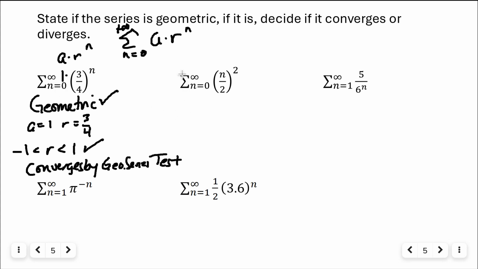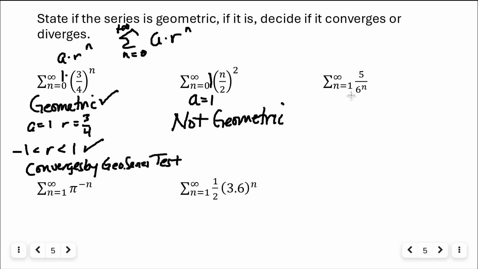Okay, next series. We have the sum from n equals 0 to infinity of (n over 2) squared. Now, here's the thing. a and r must both be numeric values. So in this case, a is 1, but r is not a numeric value. r is n over 2. It's not 1/2. It's not 3/2. It's n over 2, and n is going to change depending on this counter. So this series is not geometric. I cannot use the geometric series test to determine whether it converges or diverges. I just have to leave it for now.